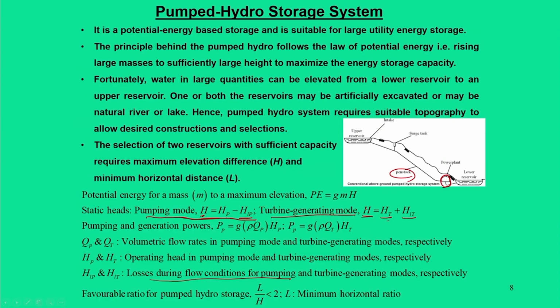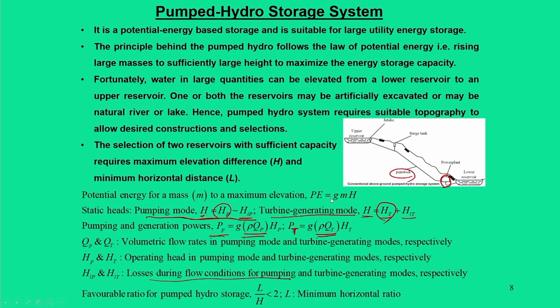Further, the turbine may not operate continuously. Suppose we are doing the pumping mode for 8 hours, but the turbine can operate for 2 hours. So, the controlling factors of H and HT are different. Based on this we have different flow rates: QP, the flow rate of water for pumping mode, and the flow rate of water during turbine mode operation. In other words, head is converted to power for pumping mode and for turbine mode.